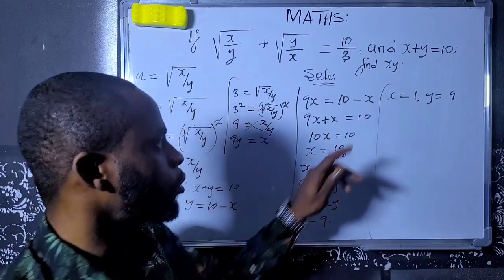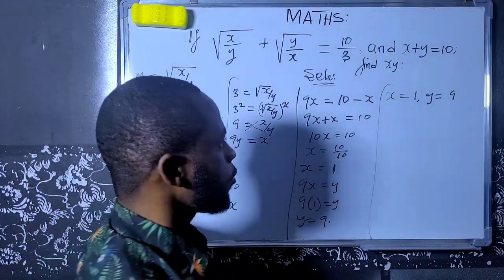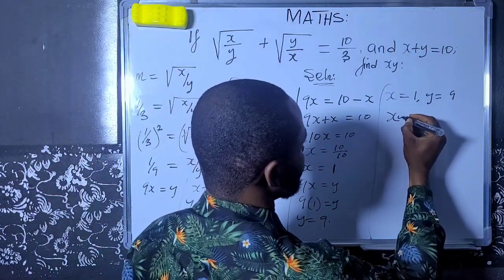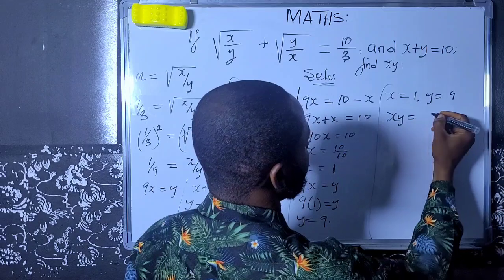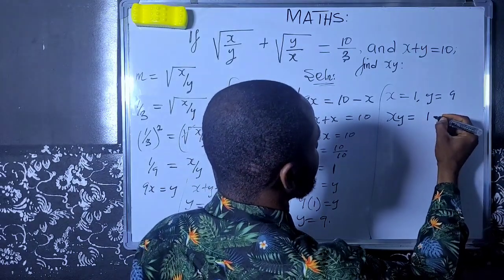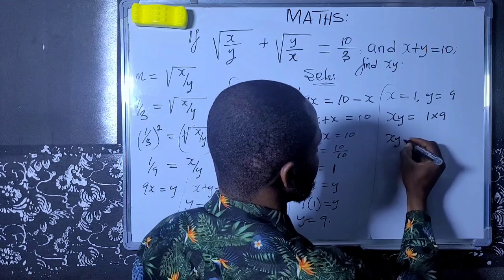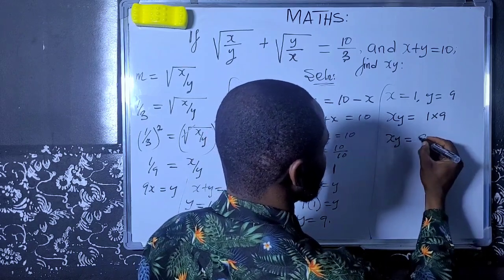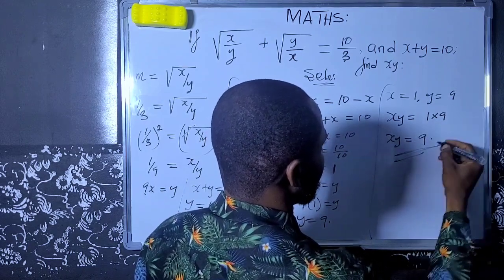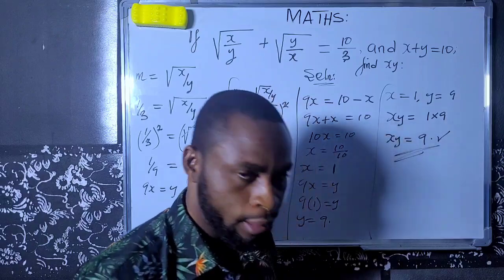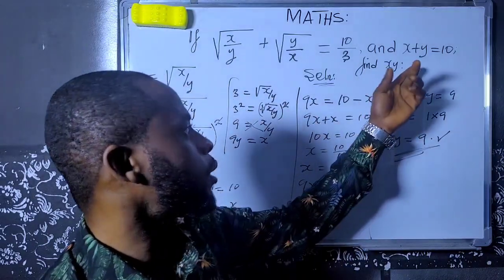But we were told to find the value of xy. As such, we have xy equals x is 1, multiplied by y is 9. Therefore, xy equals 1 times 9, that gives us 9. And this is the value of xy that we were asked to find.